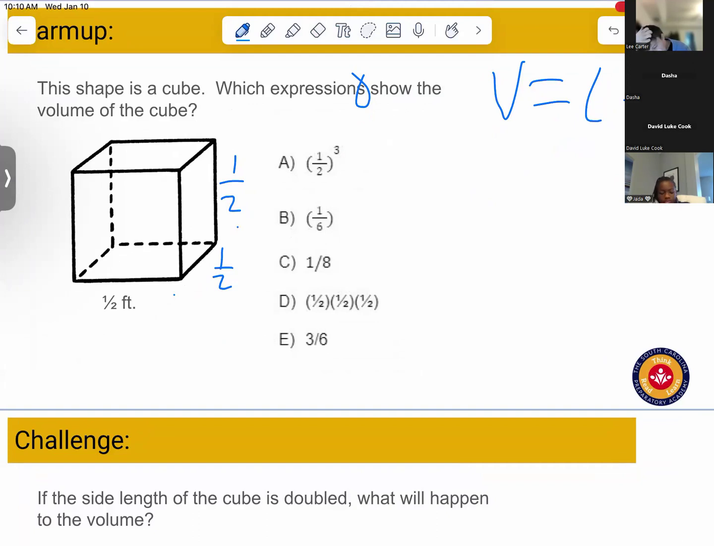So what we're doing is we're taking length times width times height. Okay. So then that's going to be 1/2 times 1/2 times 1/2. Right.